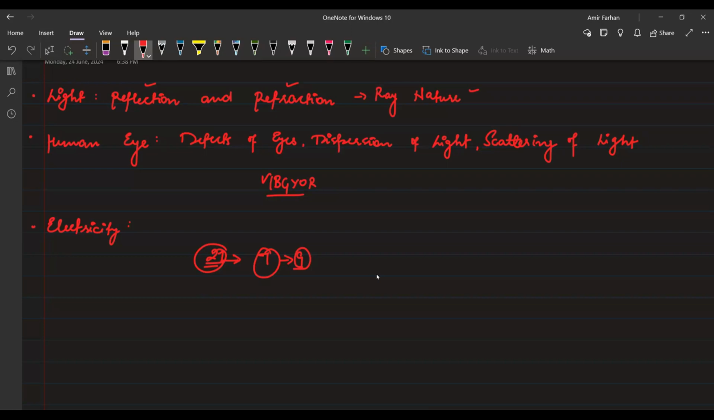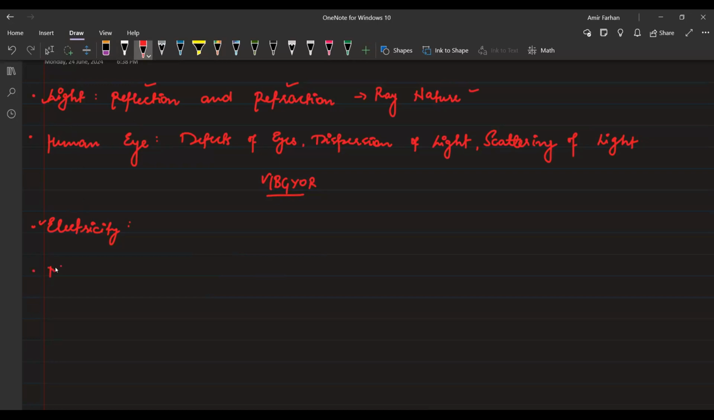Then you have to find the voltage using Ohm's law. Okay, and after that you have to find the Joule's law of heating, then power. So these are the things that we'll study. So that's why the light chapter and electricity chapter are very important. Both light and electricity are very important in the exam from the numerical point of view. Okay, because the majority of the numericals will be from these two topics.